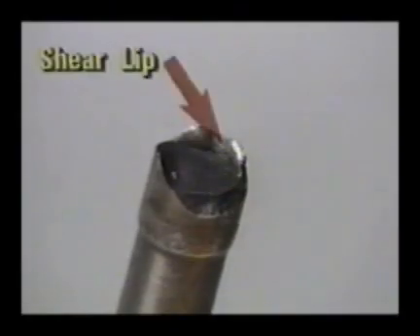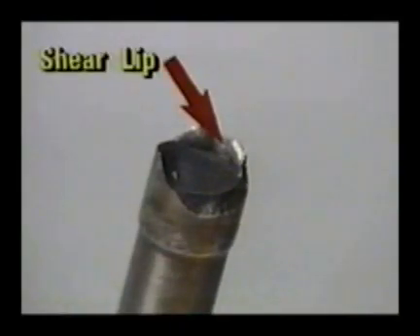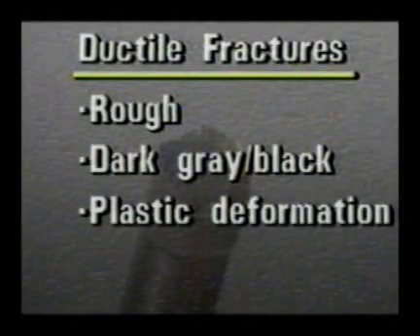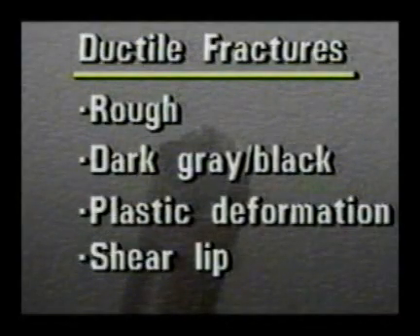Another major identifying feature is the shear lip. Most ductile fractures start inside, where metal grains start to pull away from inclusions, creating voids inside the part. As loading continues, the grains tear apart and the internal voids grow until the only unfractured metal remaining is around the outer edge of the part. But this metal soon becomes overloaded and shears off, producing a shear lip. So the primary identifying characteristics of ductile fractures are rough surface, dark gray to black color, plastic deformation, and shear lips. These surface features will vary according to loading.